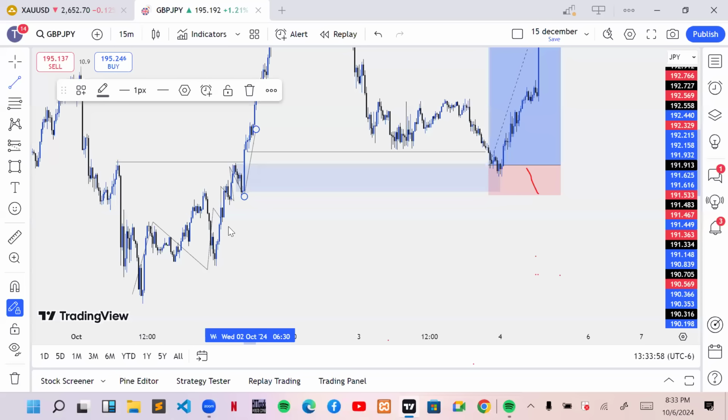So this is the difference between a break of structure and the market structure shift. If it was to be a market structure shift, this is what would happen: the market would change direction to the downside. But since it was a break of structure, the market continued to the upside. So it was maintaining its current trend while still breaking a key level in the market. That is the difference between a market structure shift and the break of structure.